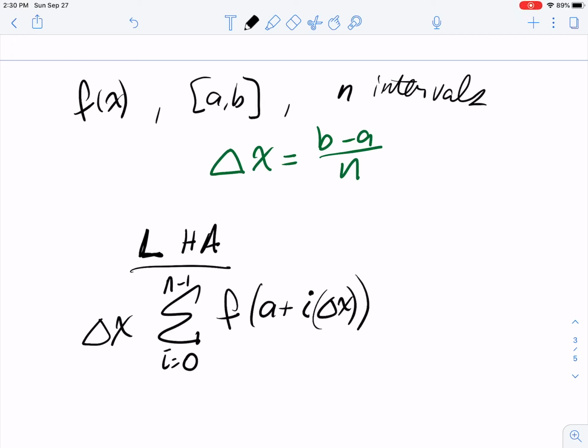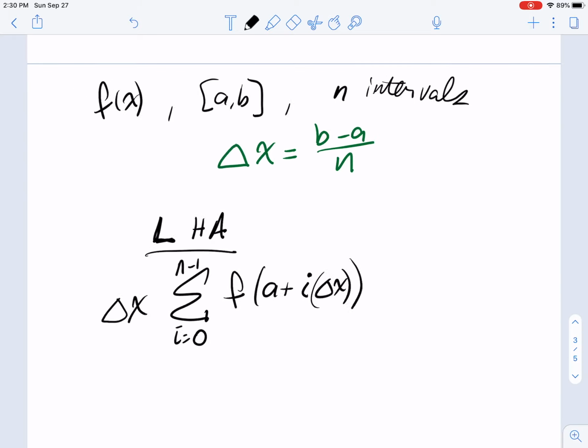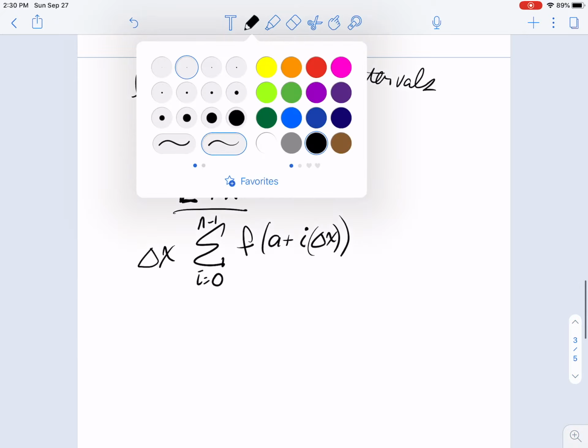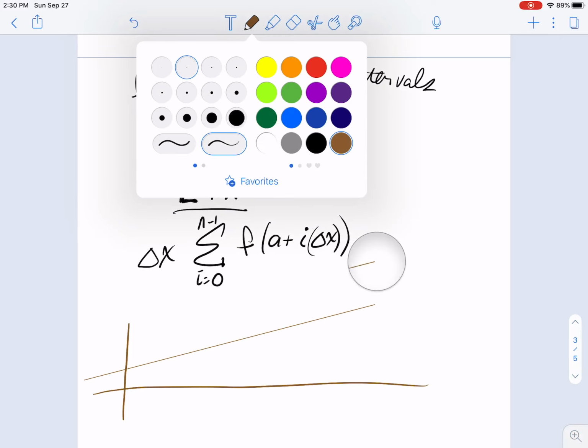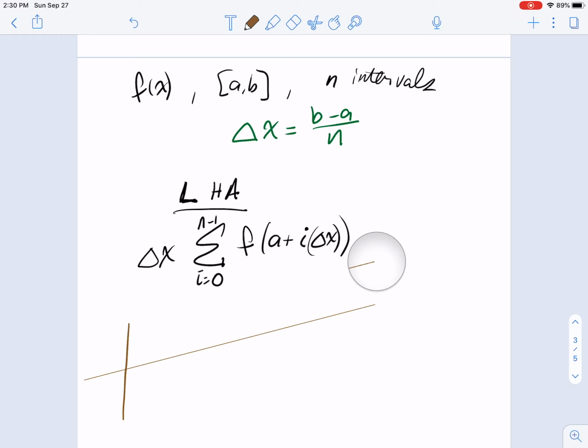All right, guys, so we're going to talk a little bit about the other three approximations. In class the other day, after our quiz, we figured out the formula for the left-hand approximation for area under the curve. We'll draw a little sketch here to just have an idea of it.